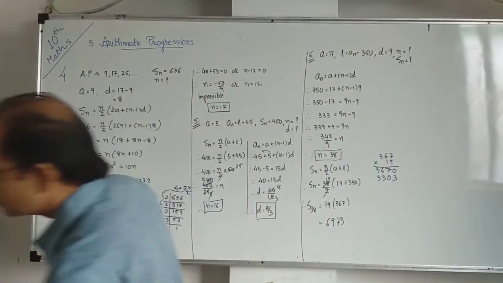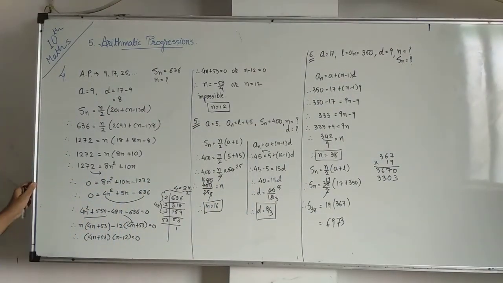6 sum done. Now number 7. Write down all these things by pausing it, or you can take a snapshot.